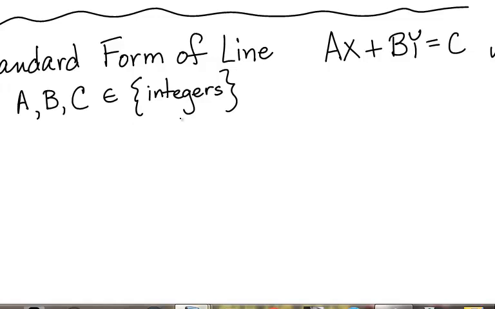Integers, remember, if you want to write it out, it's 0, 1, 2, 3, dot, dot, dot, negative 1, negative 2, negative 3, in this direction, dot, dot, dot. Do you see any fractions in there? No, like 1/2 is not an integer. So that's telling you A, B, and C cannot be fractions like 3/4, negative 1/2. A, B, and C have to be integers. Okay?